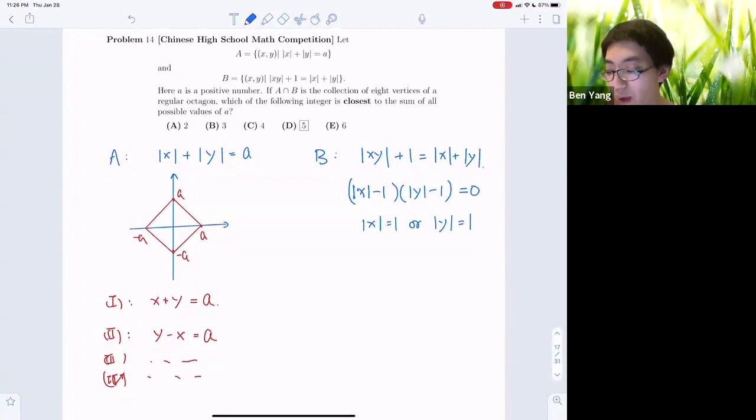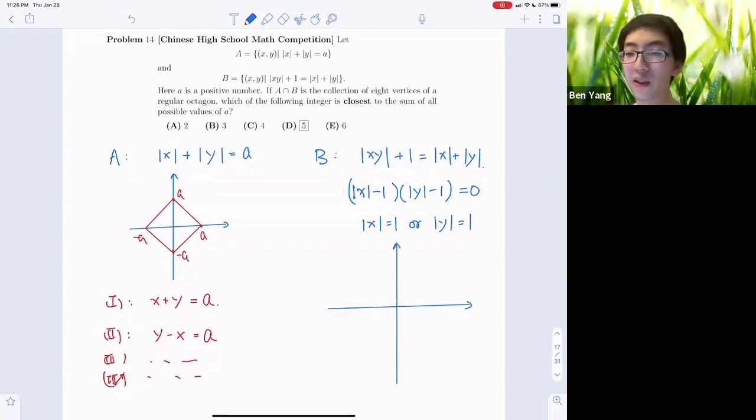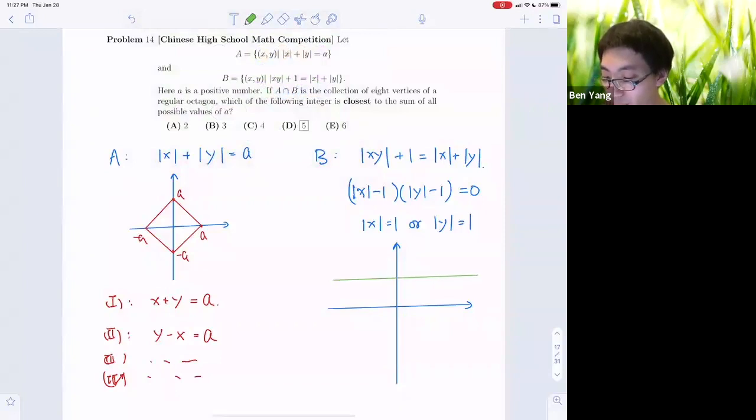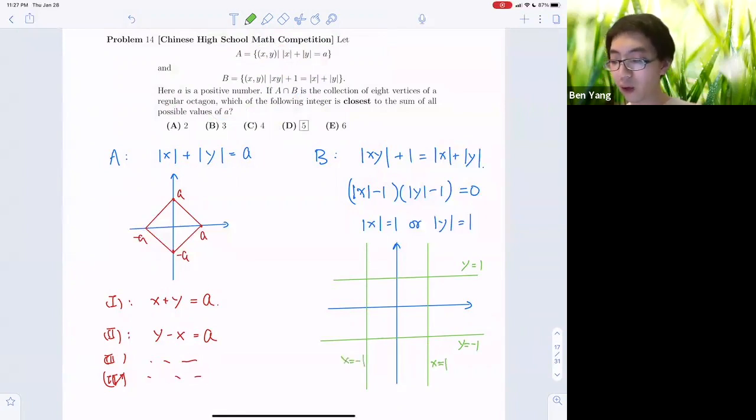Okay, so set B consists of 4 lines, and the 4 lines are x is equal to 1, x is equal to -1, y is equal to 1, and y is equal to -1. Let me draw those 4 lines there. Cool. This is y is equal to 1, y is equal to -1, x is equal to 1, and x is equal to -1.